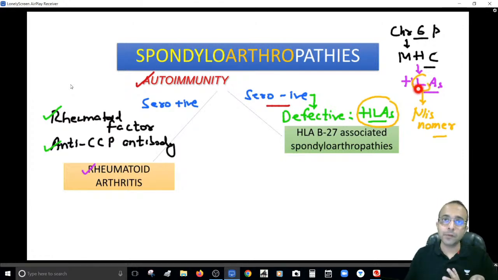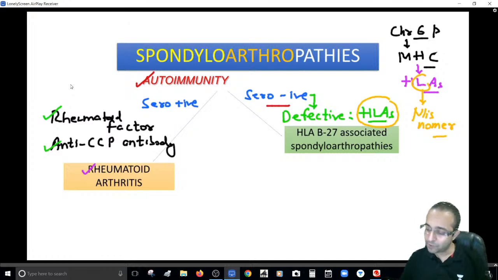become defective at some places. So the body starts recognizing them as foreign proteins and starts destroying its own body in the area of the joints and some other tissues. So from the defective HLA, we know that there is an element of autoimmunity. So we are calling them seronegative spondyloarthropathies.